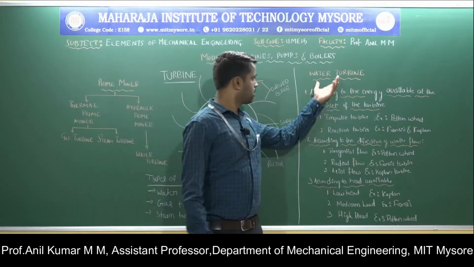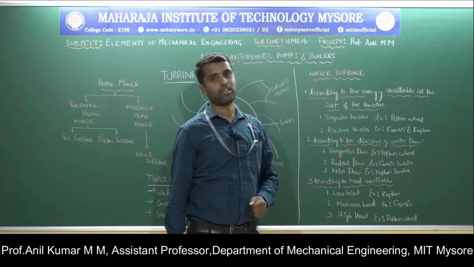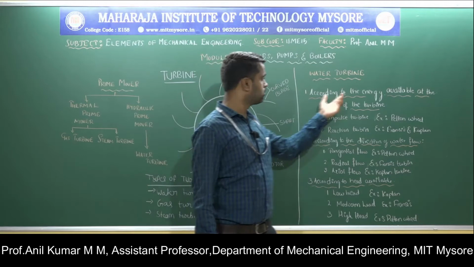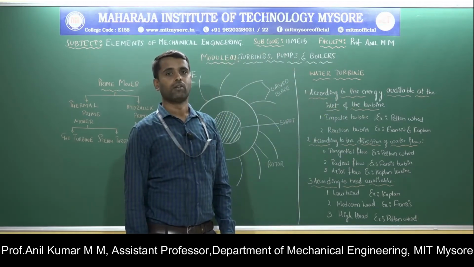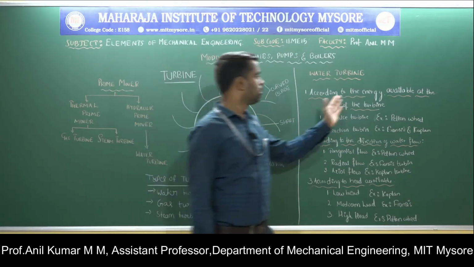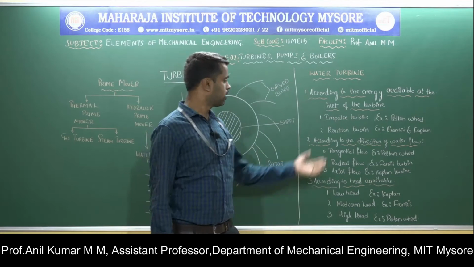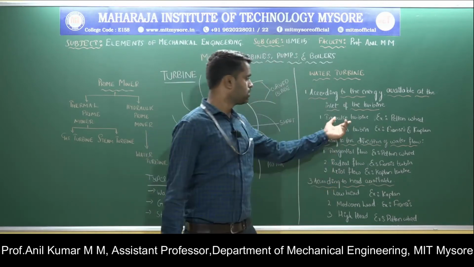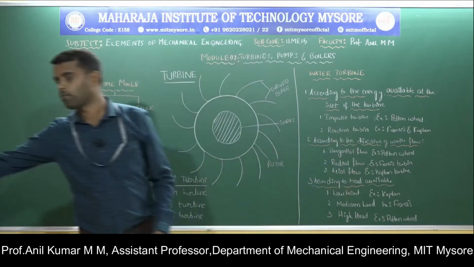Next, coming to the classification. The water turbine is classified into various types. First, according to the energy available at the inlet of the turbine, it is classified into two types: one is the impulse turbine and the other one is the reaction turbine. What do we mean by impulse turbine?